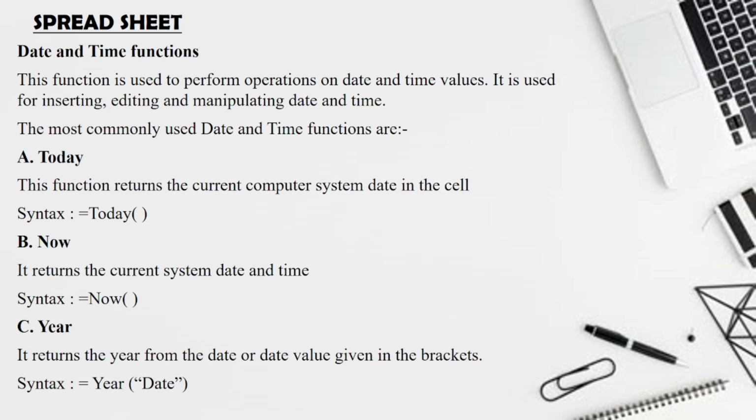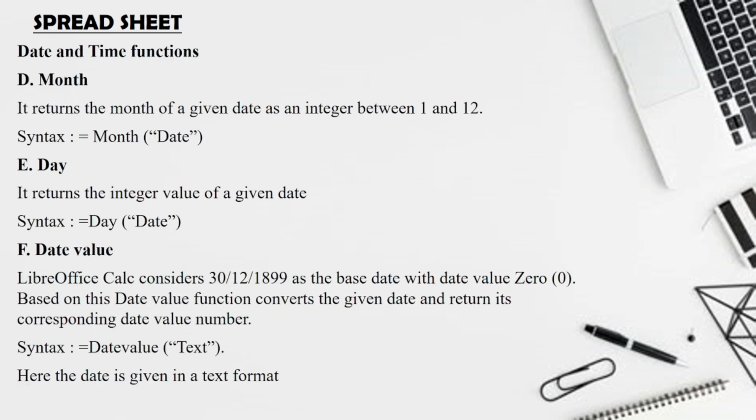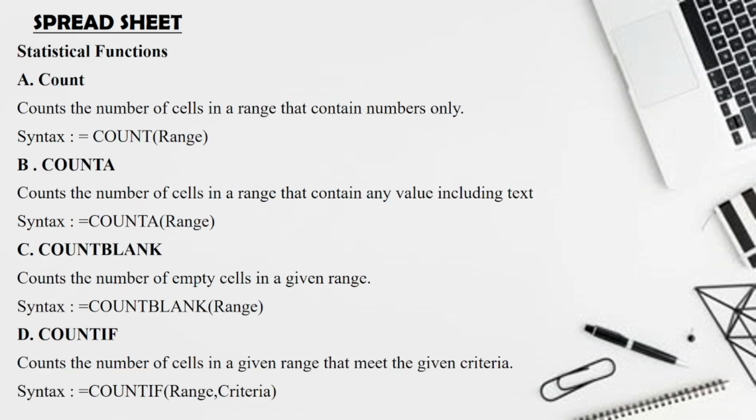So, we are using syntax. Syntax means the code we are using in a cell for getting the output result. So, syntax is attached with every function. Month, you know very well, the month function will return the month of a given date, and day will return the integer value of a given date. Then date value also returns the base date with the date value.